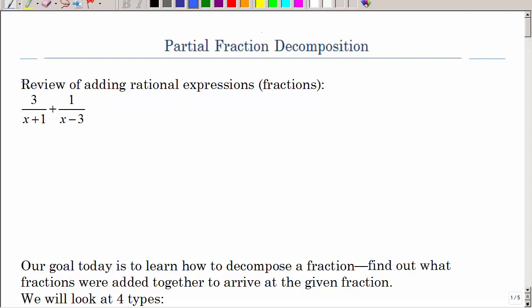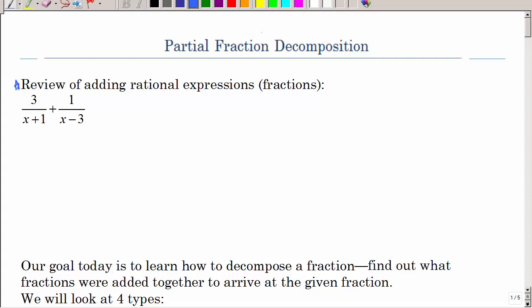In this lesson, we will be learning what is called partial fraction decomposition. Basically, we're going to learn how to take apart a fraction and see where it came from. But before we do that, we're going to go back and review adding two fractions, or adding rational expressions with unlike denominators.